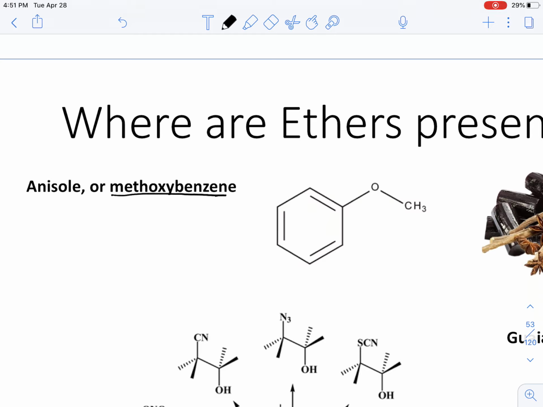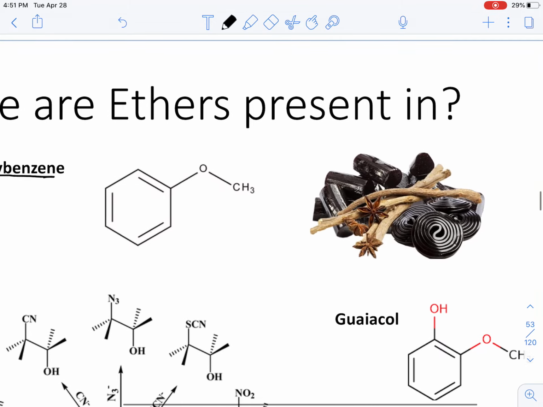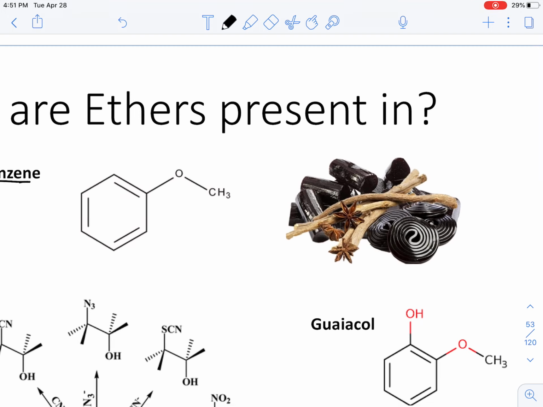Anisole is an organic compound. It's typically colorless, and it has a smell that's reminiscent of anise seed. It's typically used in natural and artificial fragrances, and it can be used as a precursor to produce other compounds. But anisole, or methoxybenzene, is typically found in anise seeds. I don't know if you like to cook or anything like that, but that's what gives it that specific aroma. Same thing with black licorice, right?